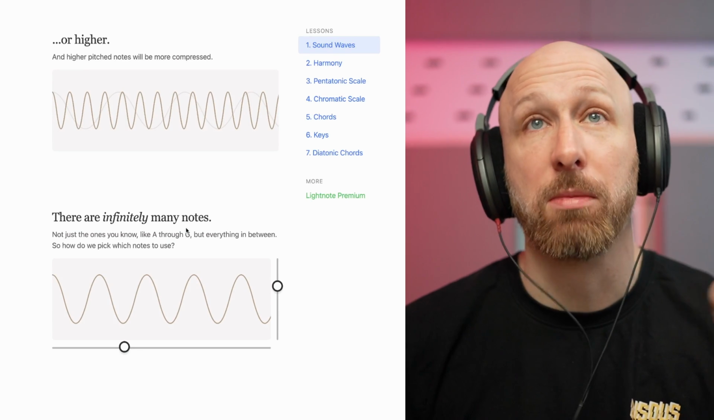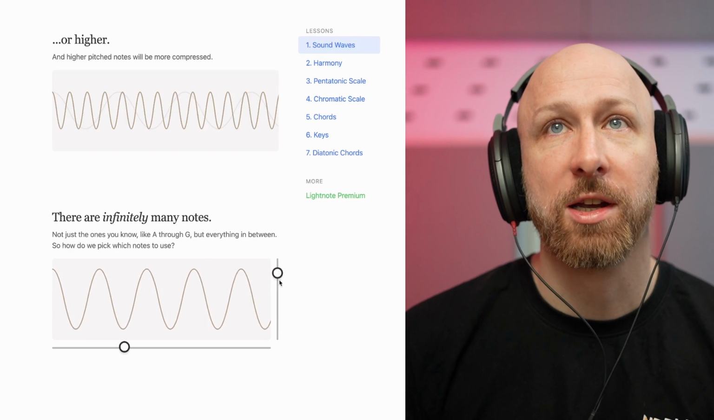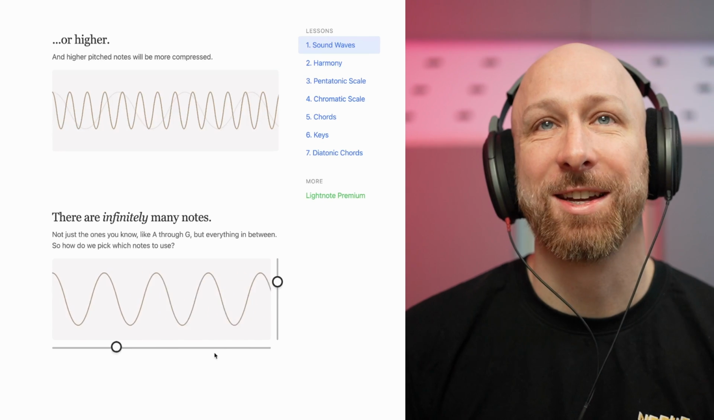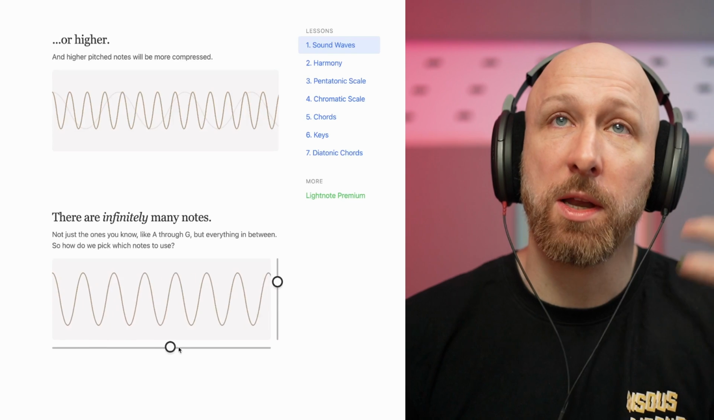You know, on the piano keyboard we go A, B, C, D, E, F, G, and then again, that's the octave. And here you can adjust the amplitude. That's cute. Here you can adjust pitch. Okay, so we know pitch and we know amplitude.